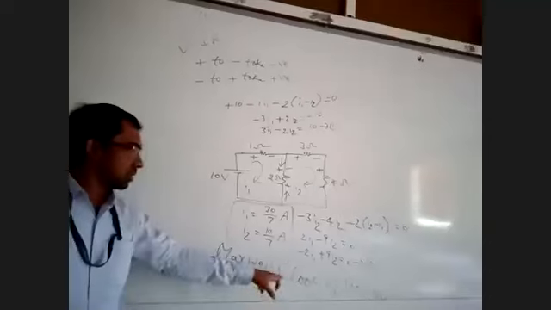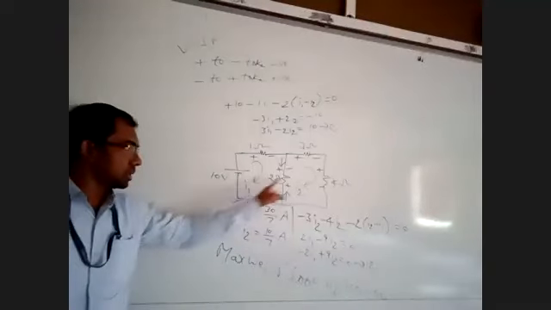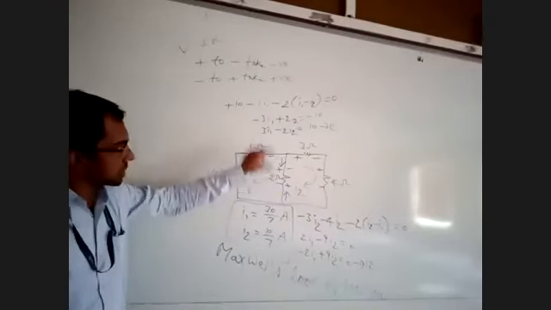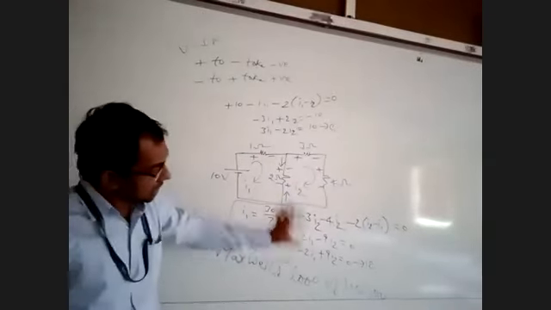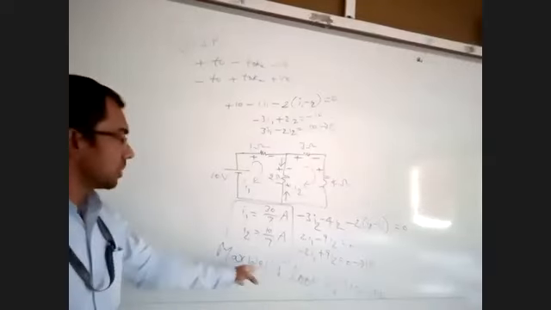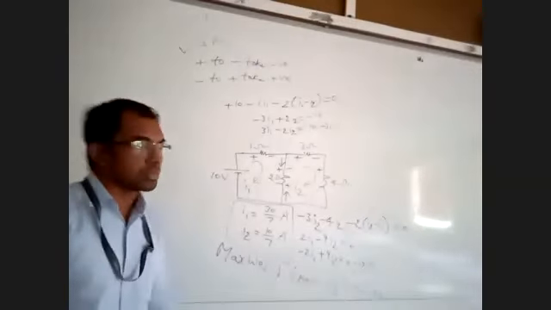This method is called Maxwell's loop because this is one loop, and this is the second loop. By using these two loops, we are writing two loop equations. This is the first loop equation, and this is the second loop equation. Loop means closed path. This method is called Maxwell's loop equation.